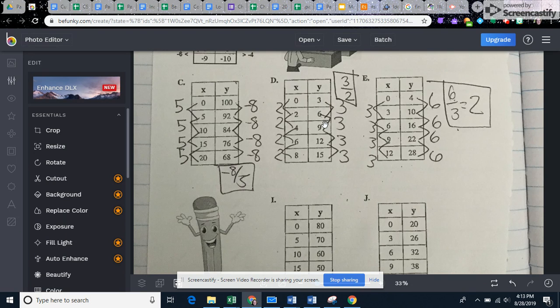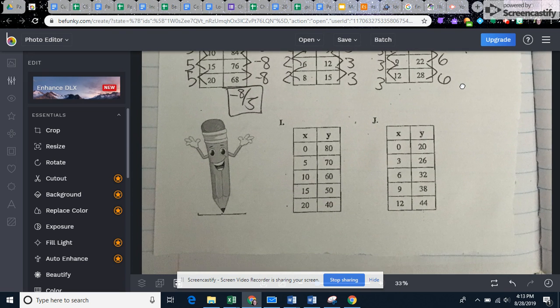On D, you're going to notice that these all go up by 3's each time. And these all go up by 2's each time. So change in y is 3, change in x is 2. 3 over 2. On E, these are all going up by 6. And these all go up by 3. So change in y is 6, change in x is 3. This one you can simplify. 6 divided by 3 equals 2.